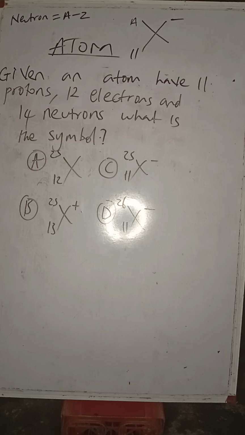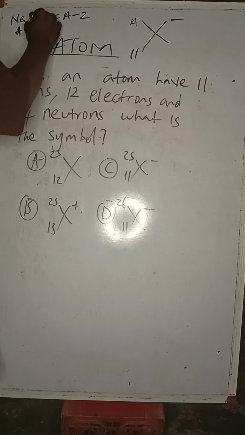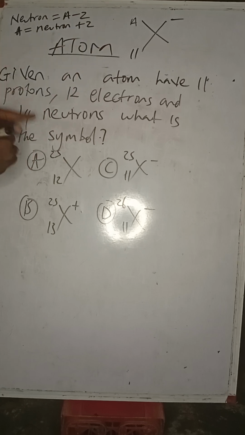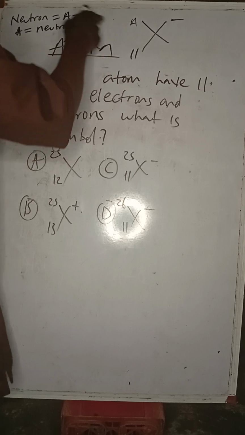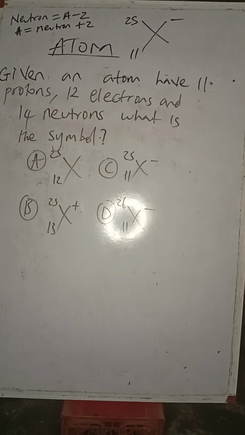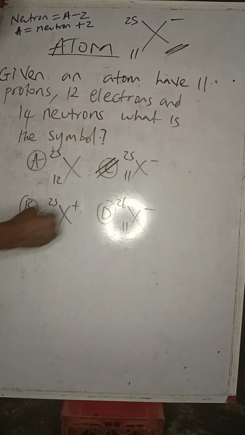So how do we quickly get A, which is the mass number? We have Z to be the proton number already, 11. Neutron is already given. So to make A the subject, A is going to be neutron plus Z. I have the number of neutrons 14 plus Z, which is the proton number, 11. So 14 plus 11 is going to be 25. So we have 25, 11. This becomes the symbol of the atom, so this makes it option C.